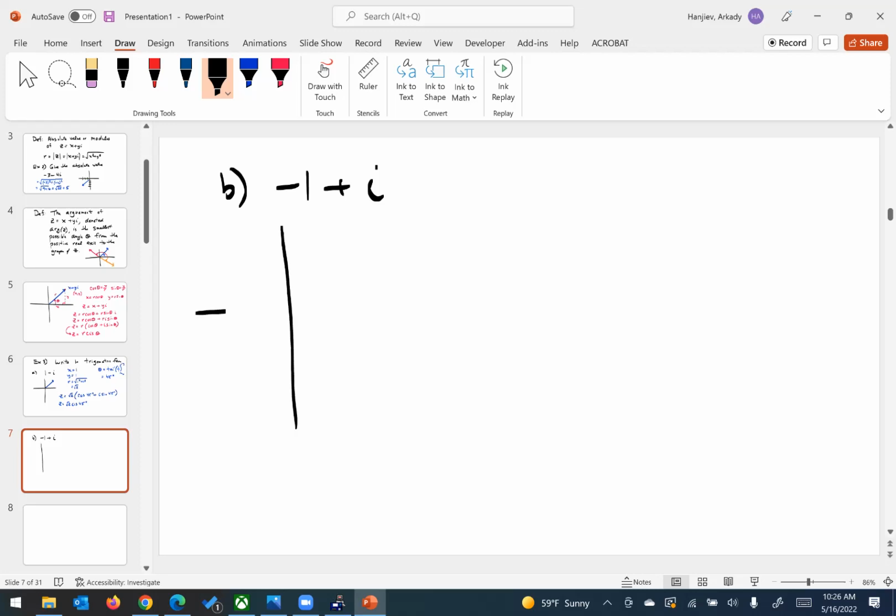It's still a 45 degree angle. R is still equal. Except it's actually not. It's a 135 degree angle, because look, it's negative one here. It's the other 45 degree angle, but it's 135 from the positive axis. Other than that, it's the same.